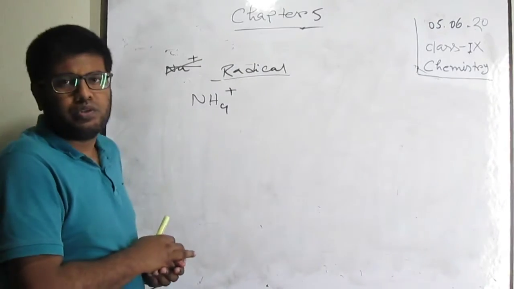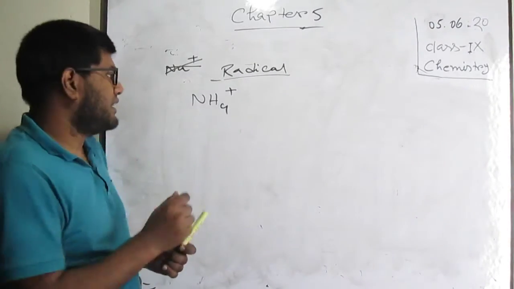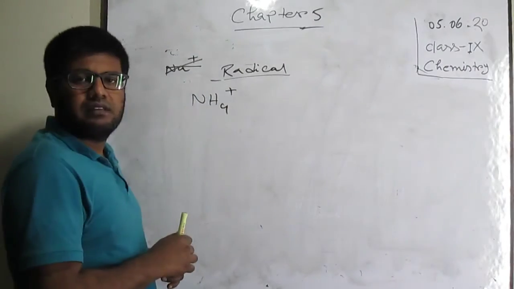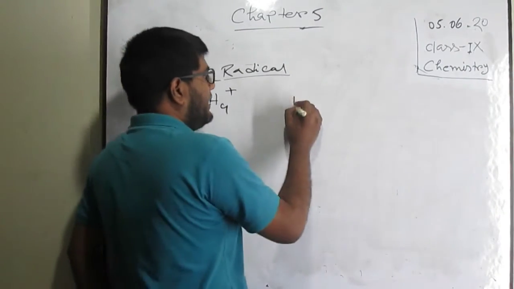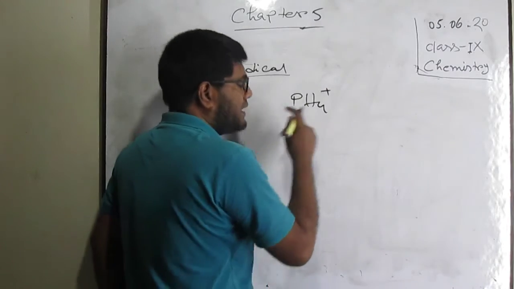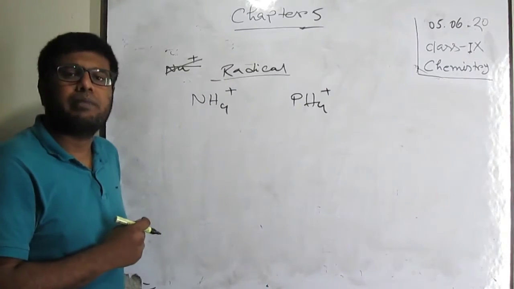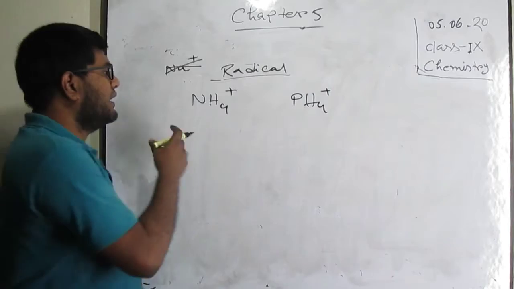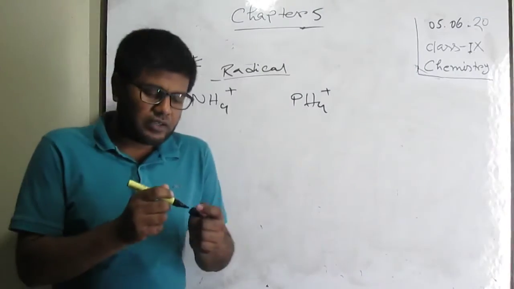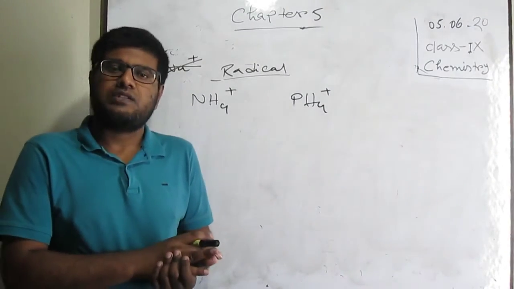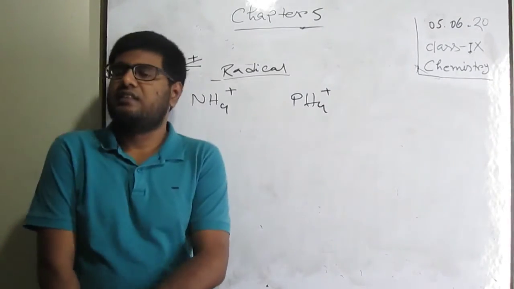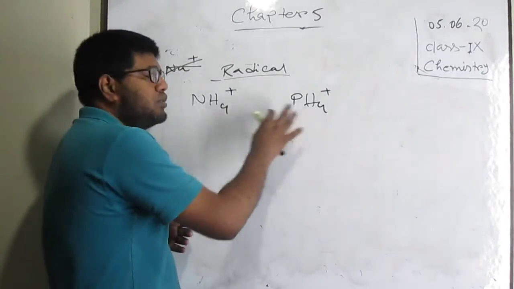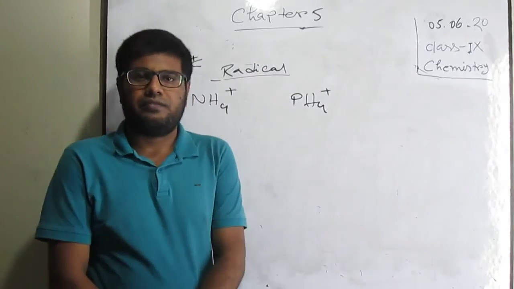In our book there are only 2 positive radicals. This is the ammonium radical, and PH4 plus. This is the phosphonium radical. Okay, and there are 2 types of radicals. One is positively charged radical and another is negatively charged radical. So except these 2, all the radicals are negative.